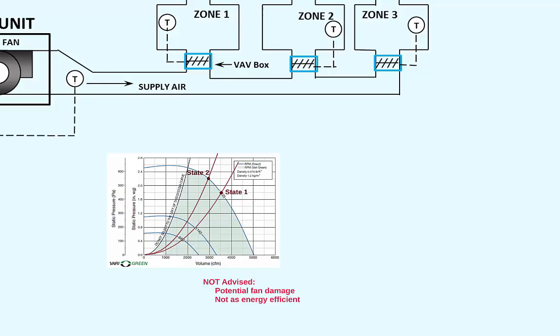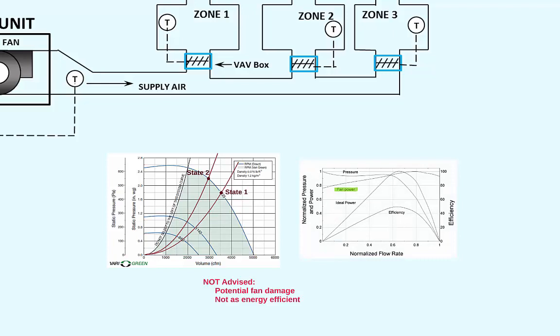The second reason this is a less than optimal way to vary the volumetric flow rate of the system is that it is not very energy efficient. Depending where you start and where you stop when you're riding the fan curve back to the left, the power consumption of the fan will usually decrease, but there is a potential it could increase.